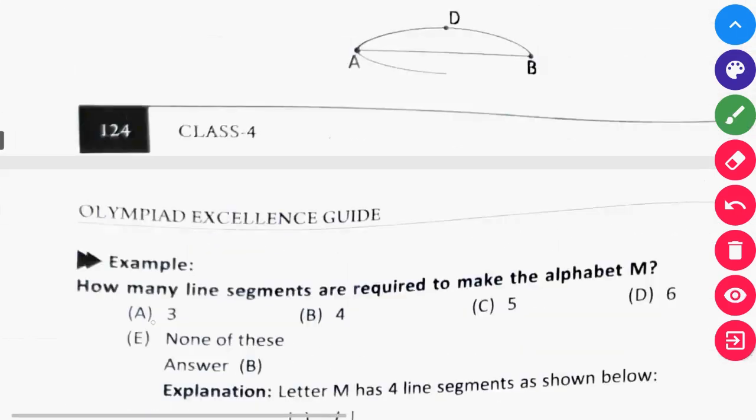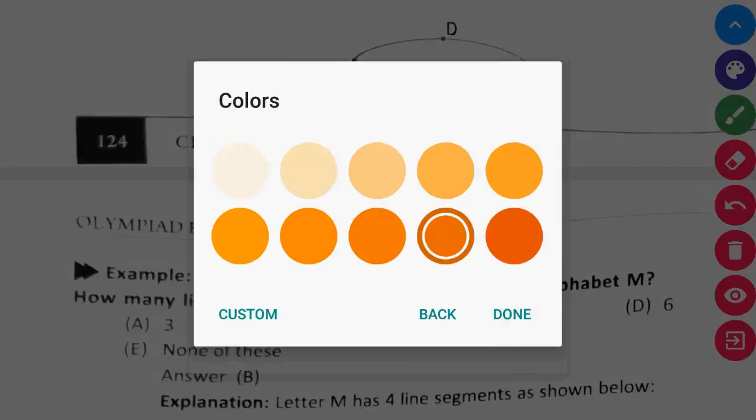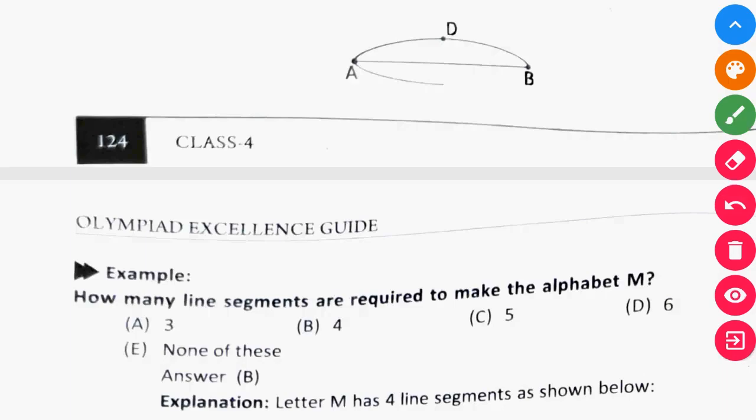Now the next example is, how many line segments are required to make the alphabet M? Now see, we require line segments, we don't require lines or rays to make any alphabet, because an alphabet has a finite shape, finite length, and everything. So M we have to make.